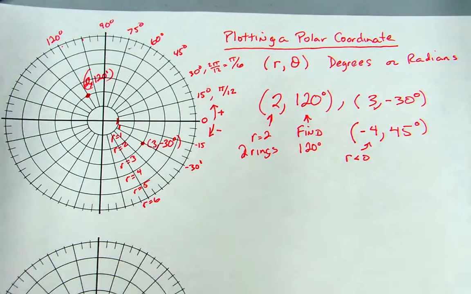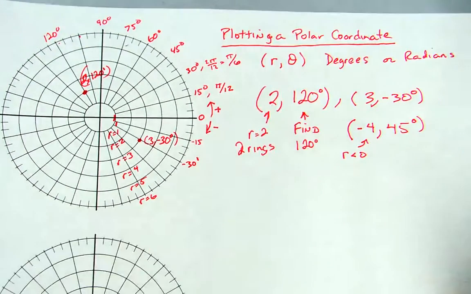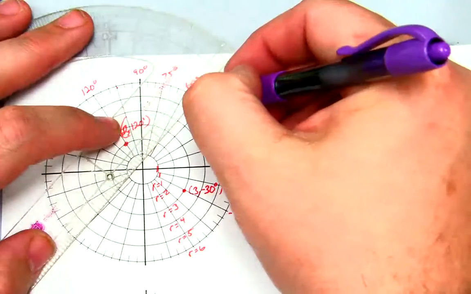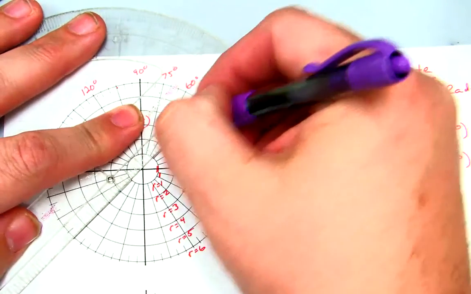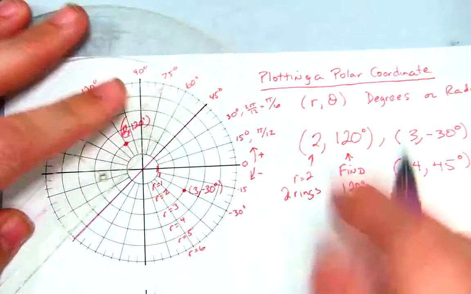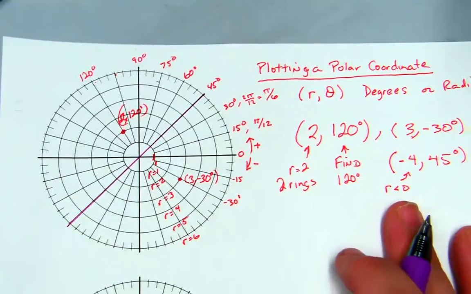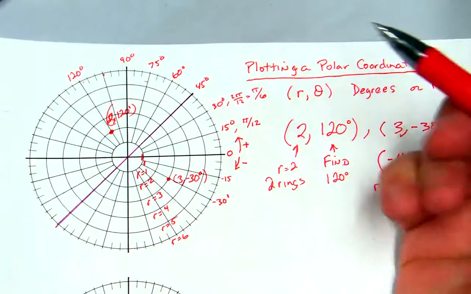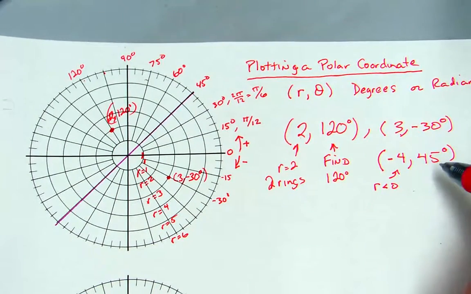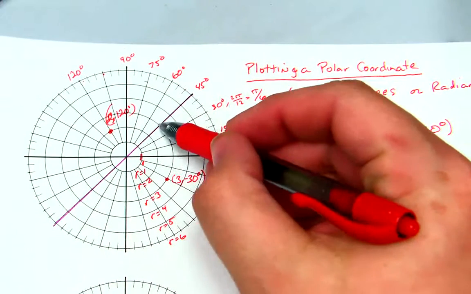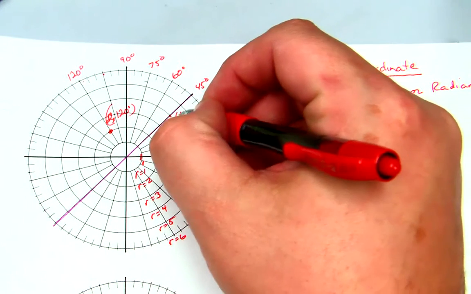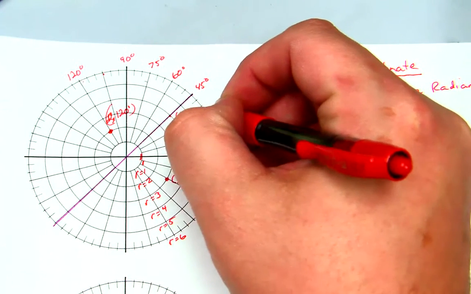So I'm going to pull out a different color here. What we're going to do is take the line that's for 45 degrees, and I'm just going to draw that line on there. And if it was 45 degrees, we'd go 1, 2, 3, 4, and that's where we'd be. So I'm just going to put that up there. That would be positive 4, 45 degrees.